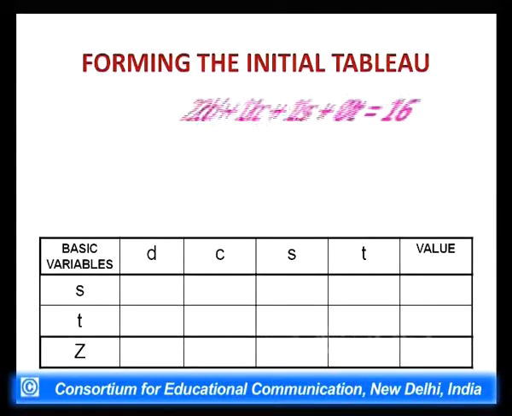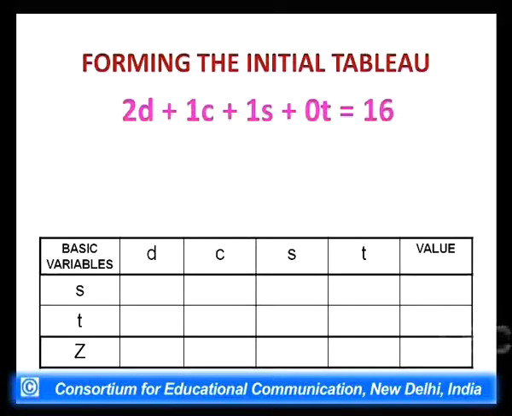First constraint was 2d plus 1c plus 1s plus 0t is equal to 16. This is the constraint converted to equality, and we are going to drop the coefficients. In the first row, just look at the slide, all these coefficients have been taken down.